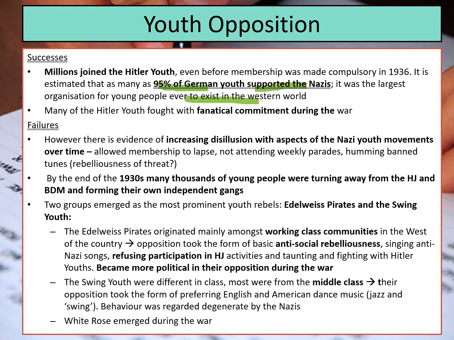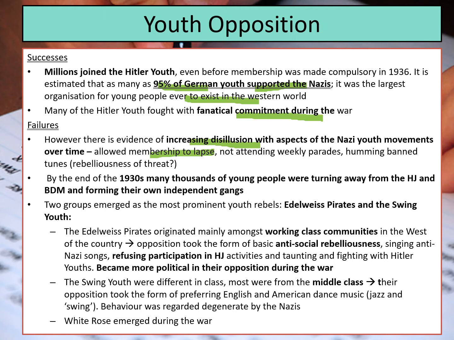There were lots of young people, lots of young boys in particular, that fought with fanatical commitment in the Second World War, and lots of girls that put a lot of effort into supporting the war effort as well. However, even in this period of 1933 to 1939, the Nazis did fail to some extent with some of the young people. For instance, there were lots of young people that became increasingly disillusioned with the regime. For instance, they were doing things like allowing their membership to lapse, even though it became compulsory from 1939. Remember that only 77% of people were members in that year.